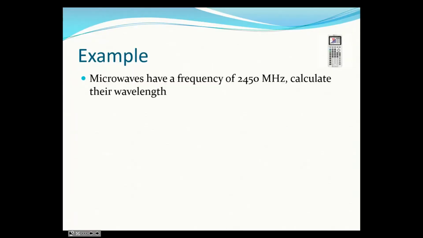So microwaves have a frequency of 2,450 megahertz. Calculate their wavelengths. So microwaves are part of the electromagnetic spectrum, so we can use c equals lambda f, and we want to calculate their wavelength. So we would just go speed of light divided by 2,450. So this is mega, so you'd have to look up what mega is, and mega is times 10 to the 6. So we'd have to plug it in like that.